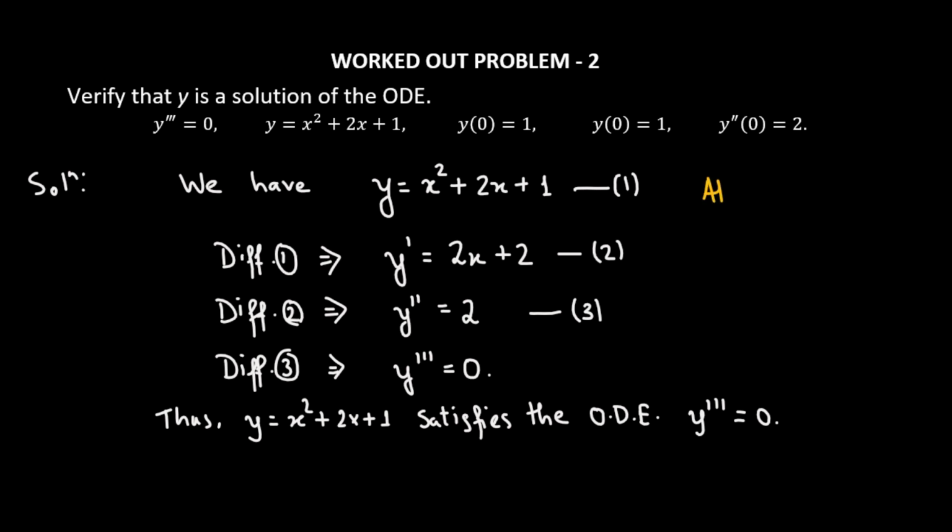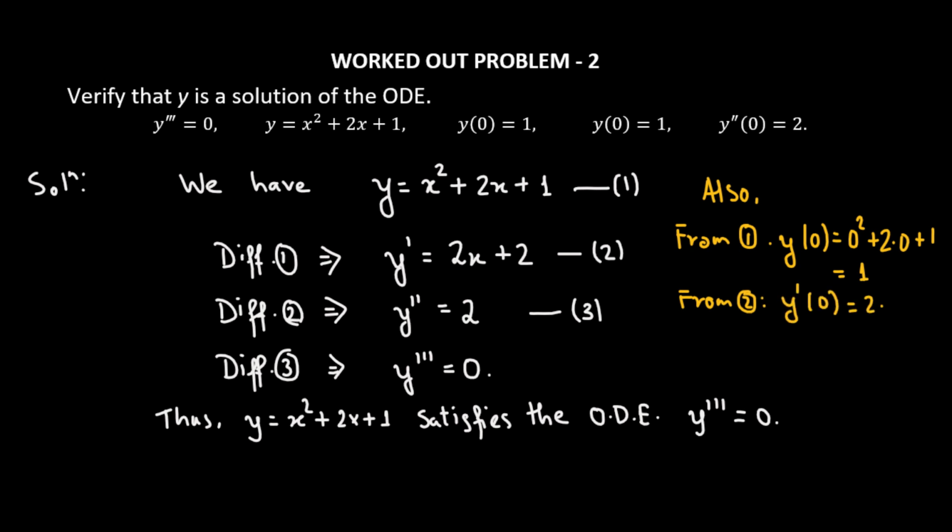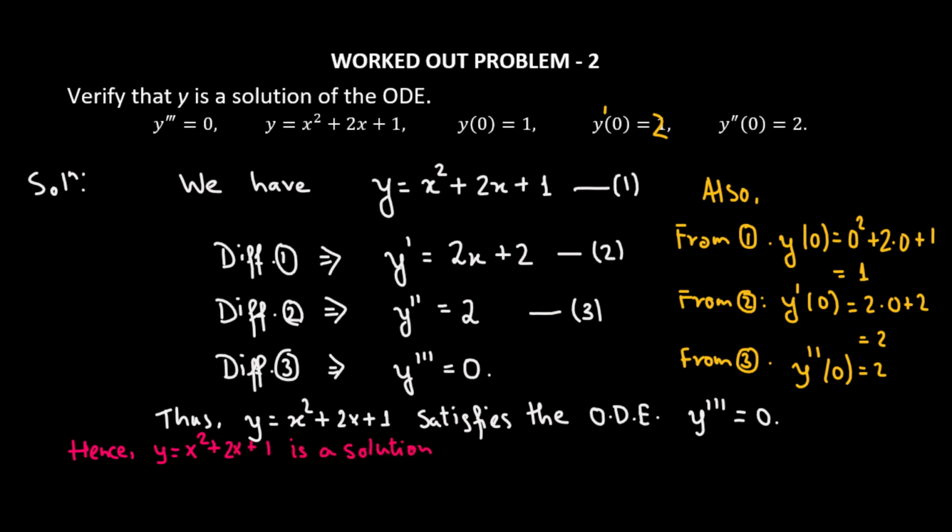Also, from equation number 1, if we replace x with the value 0, then we have y of 0 equals 0 squared plus 2 times 0 plus 1, which gives us 1. So this satisfies the first initial condition. Now going to equation number 2 and substituting x with 0, we have y prime of 0 equals 2 times 0 plus 2, which equals 2. And finally, from equation number 3, the second derivative of y calculated at x equals 0 also gives us 2, and this satisfies the third initial condition. Hence, y equals x squared plus 2x plus 1 is a solution of the initial value problem.